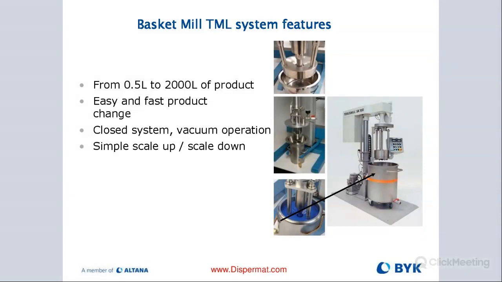We have a vacuum system also if you want to mill under vacuum. That's sometimes helpful if you want to remove the air. You get a little bit more milling efficiency. Imagine the air bubbles are tiny little air mattresses, and the beads that impact those, they act like little buffers, which reduce the milling efficiency.